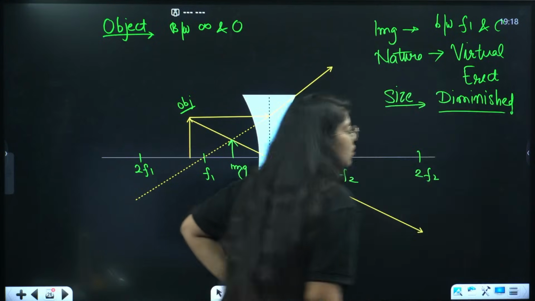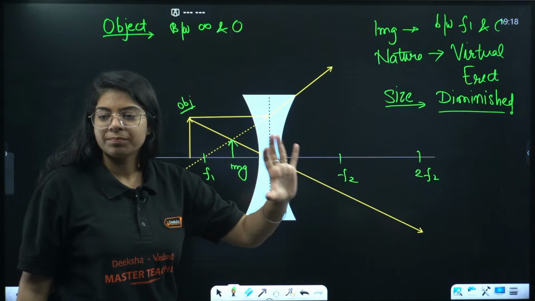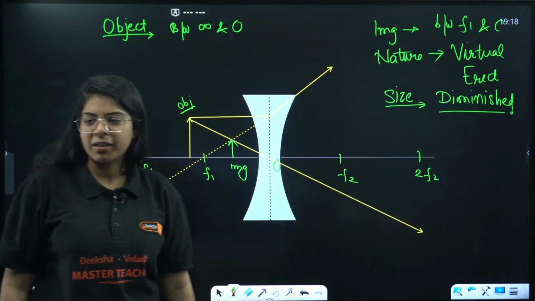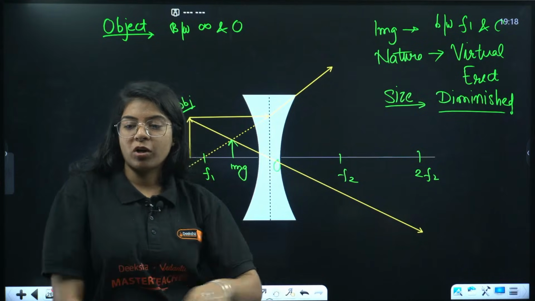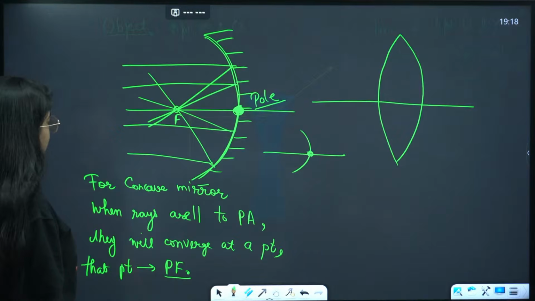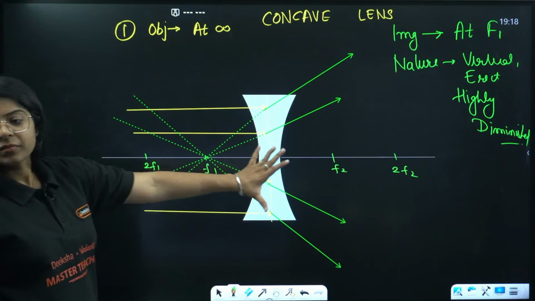Okay? So let's make a summary page. Ma'am, please first diagram of concave lens. Concave lens. This diagram, very easy.